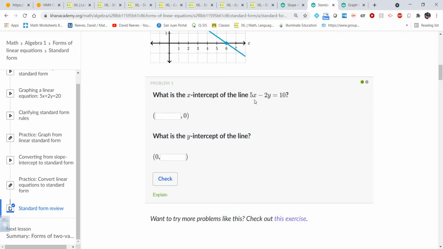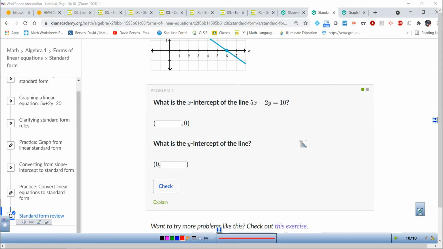As we continue on here, 5x minus 2y is equal to 10. To find the x-intercept, I'm going to put in 0 for y. Remember, for every x-intercept, y is equal to 0. You can see they even gave us a hint right there. So I'm going to go 5x minus 2 times 0 is equal to 10. So I get 5x is equal to 10.